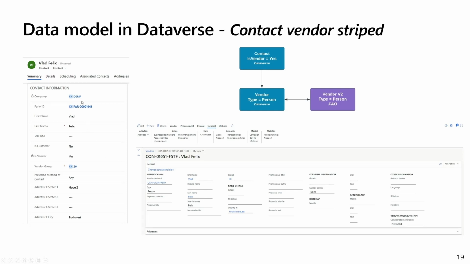In the print screen, we can see on the left-hand side the contact record with the flag is vendor set to yes and the company field populated. And on the right-hand side, we can see the vendor record that has landed in FNO with the type person.